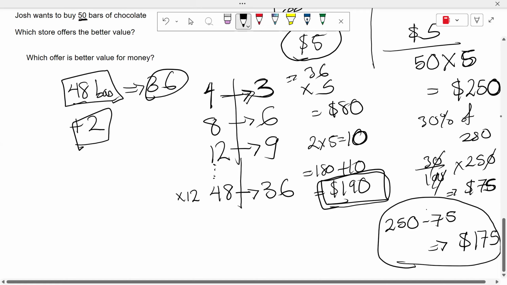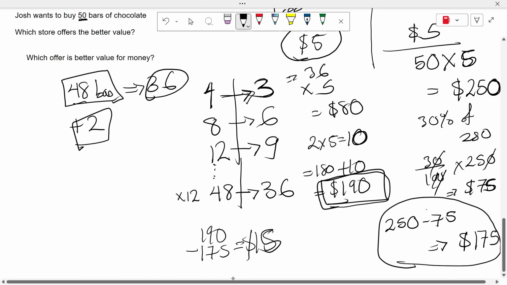He's going to spend, what is the difference? 190 minus 175. So 15, I guess. 75 plus 5 is 80, plus 10, yeah, so 15. Just a $15 difference, which can be a big deal.